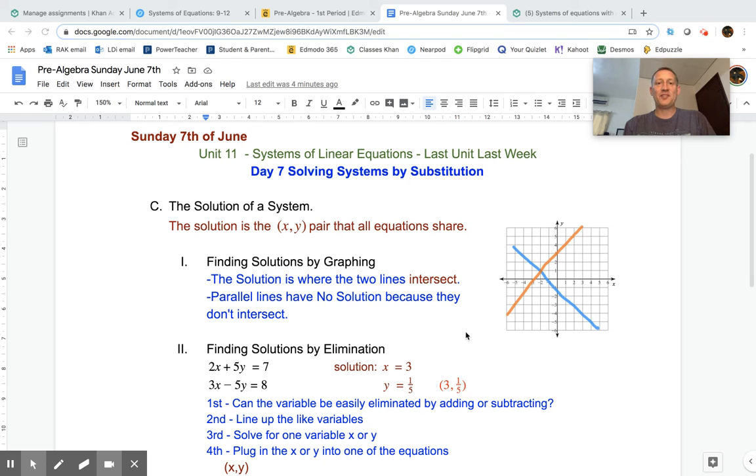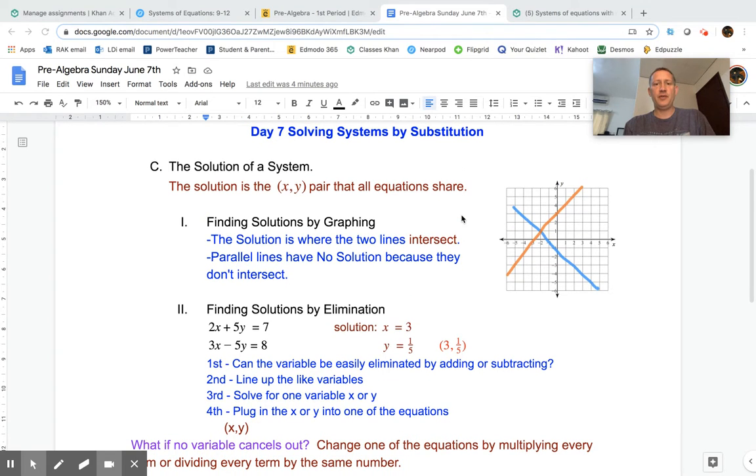Good morning, class. So today is the last day of new material pretty much. We are going to have a couple more days where we review and another day where we talk about number of solutions. But today we're starting solving systems by substitution. That's the last category of new things that we're going to be learning.